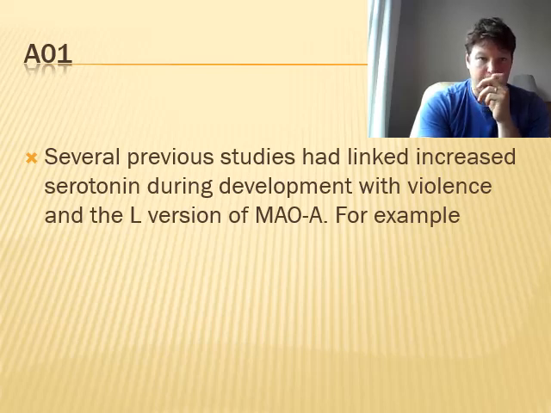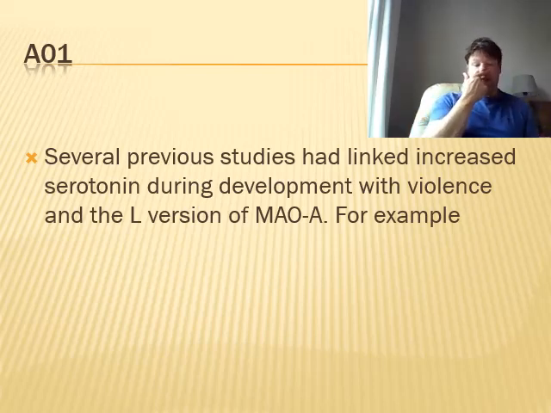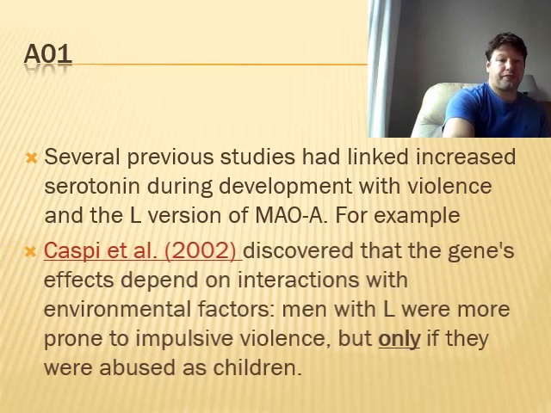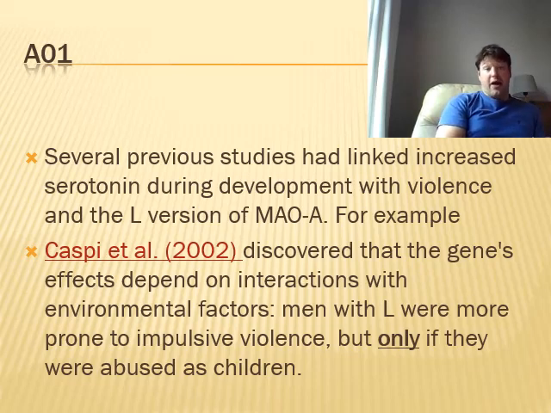Okay, a few more AO1. Several previous studies have linked increased serotonin during development with violence with the L version of MAOA. For example, your first study, AO1, there's a few in AO3 as well, but Caspi et al. 2002 discovered that the gene's effects depend on interactions with environmental factors. Men with the MAOA difference were more prone to impulsive behaviour, but only if they were abused as children. So this is where we start to get into this idea that there can't be 100% concordance between having this gene and being aggressive, that there are other interactions that happen.